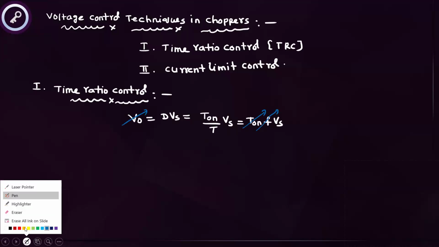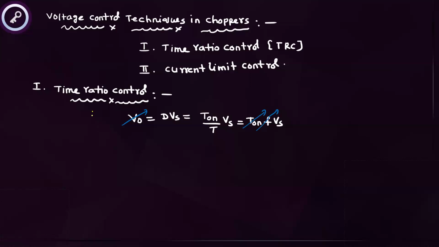Then based on this, time ratio control techniques are two types. One is constant frequency control. What is another name for this one? The constant frequency control is also called pulse width modulation control.